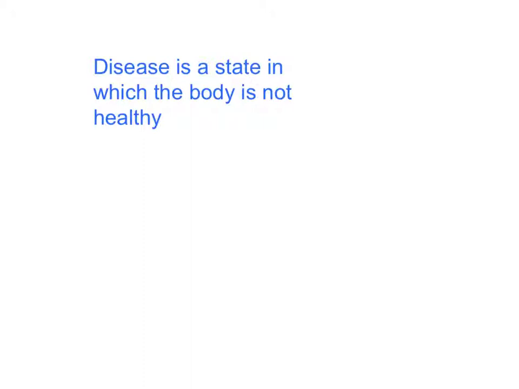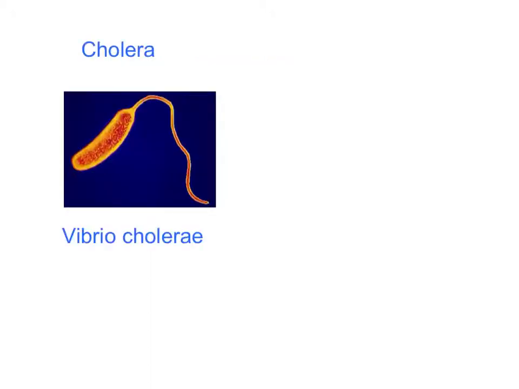Now, I've mentioned the word infectious, and this is only applicable if the pathogen spreads really quickly from one person to another. So, for example, if you've got an infection such as chickenpox, that spreads extremely easily. This would be infectious. This is a picture of a bacterium called Vibrio cholerae. Now, this is the bacteria that causes the disease cholera.